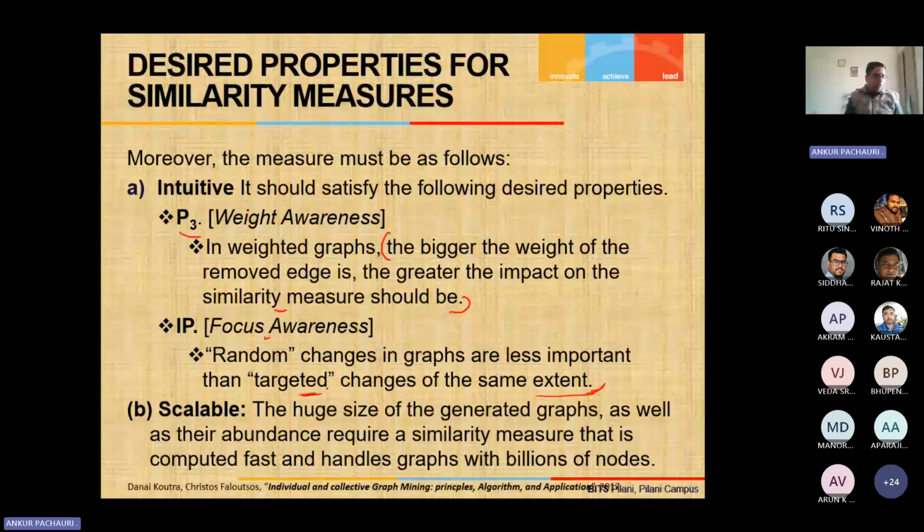The other one is that whatever our similarity score is, it should be scalable. The huge size of the generated graphs as well as their abundance requires a similarity measure that is computed fast and handles graphs with billions of nodes. So whatever our algorithm is, if it works on a smaller size, it should also work in the same way for a bigger graph. Our approach should be scalable.